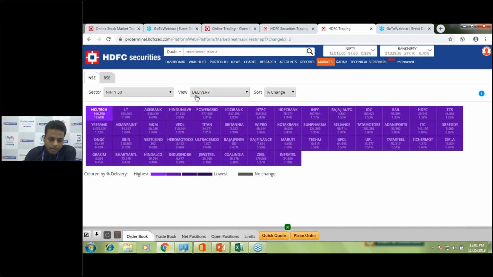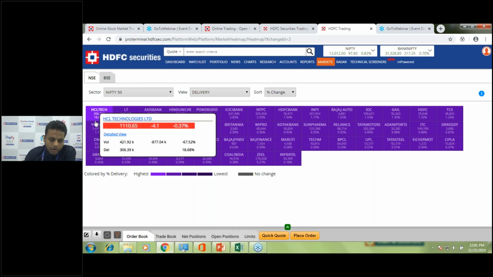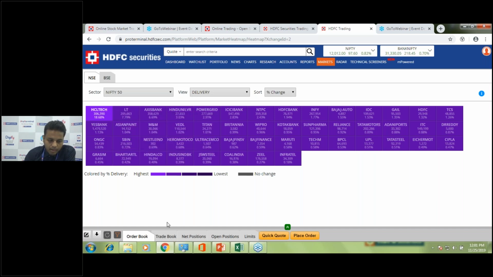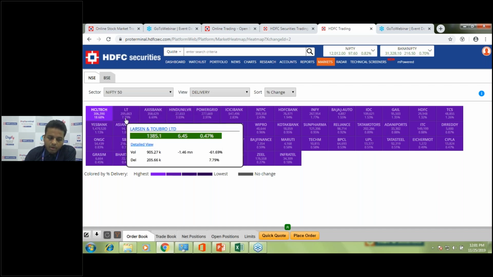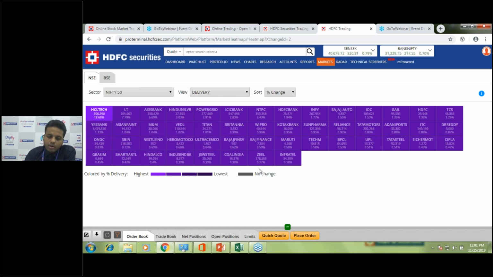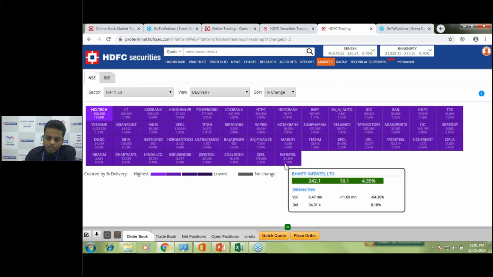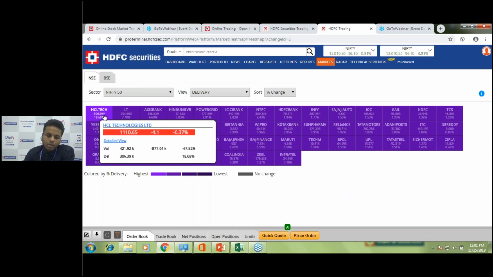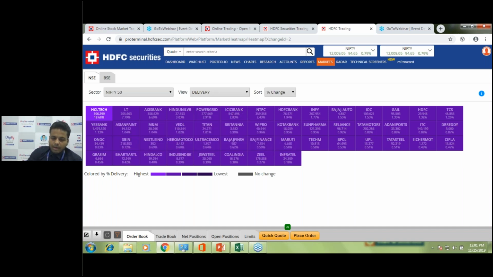Once we have selected delivery, it shows that in HCL Tech as of now there is 18% delivery buying. In L&T as of now there is 7.79% delivery buying. In Zee Limited the buying is only 0.27%. In Infratel, the delivery buying is only around 0.18%. So the more the delivery buying that is going on, the more bullish it is for the coming days. So HCL Tech is not only bullish for today. If it has good delivery buying as of now, that means that in the future it will most probably go up.